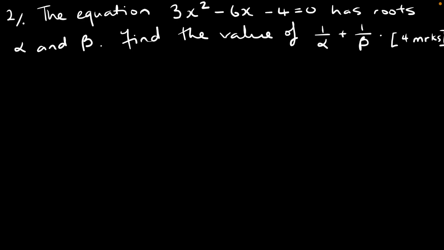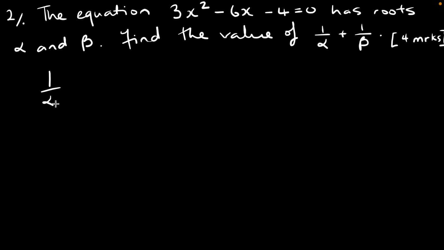All right, so this one says the equation 3x squared minus 6x minus 4 is equal to 0 has roots alpha and beta. Find the value of 1 over alpha plus 1 over beta. Now, as was the case before, start here. What does this really equate to in terms of alpha plus beta and alpha beta, the sum of roots and the product of roots?